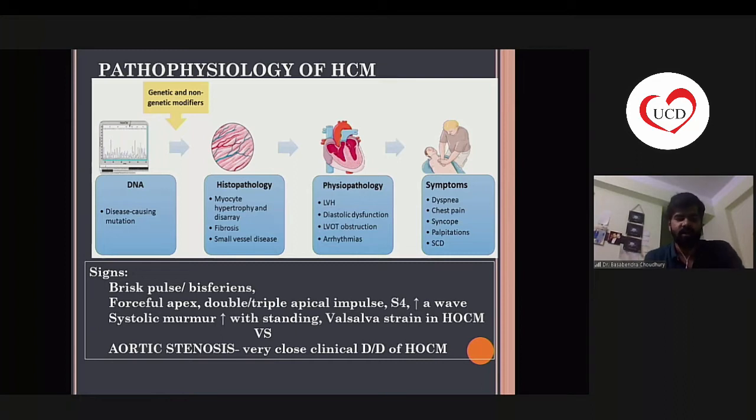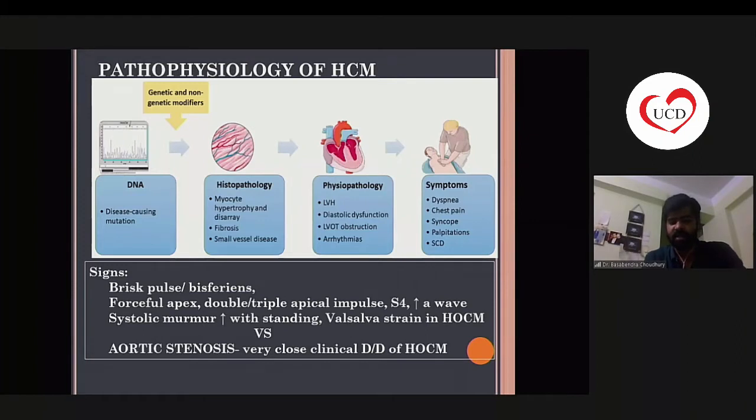Now, if you look at the signs, due to forceful contraction, the patient may present with a brisk pulse. In the obstructive variety, we can get a bisferiens pulse with spike and dome pattern, forceful apex, double or triple apical impulse, S4, and prominent A wave in JVP due to significant LVH.